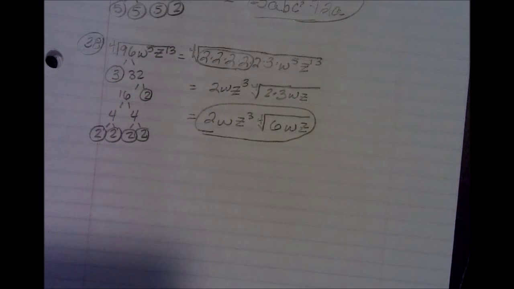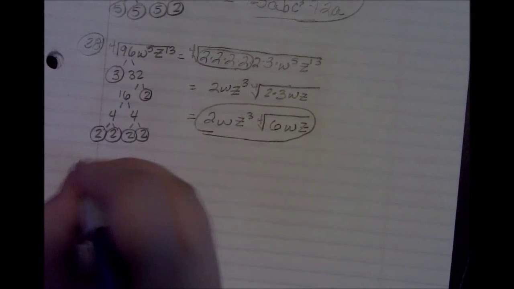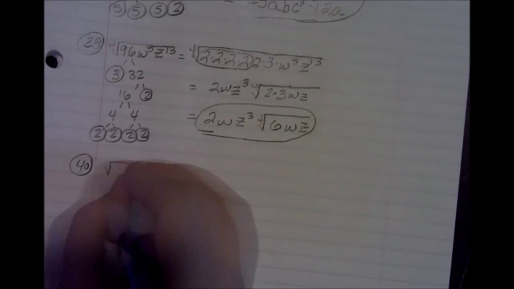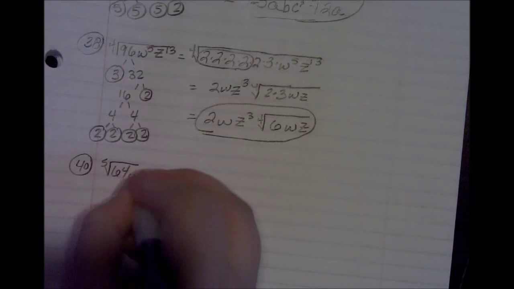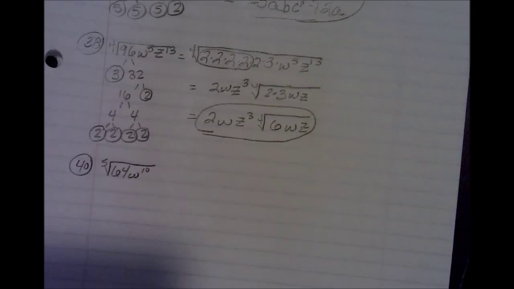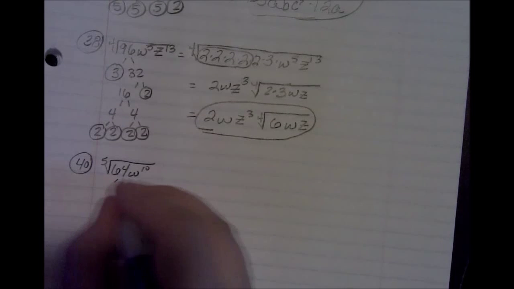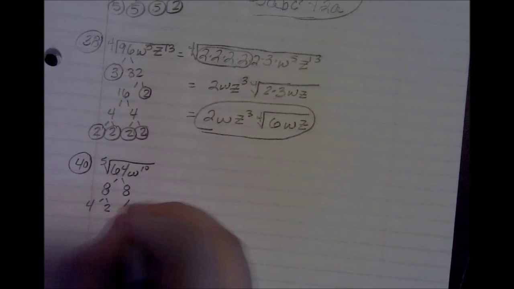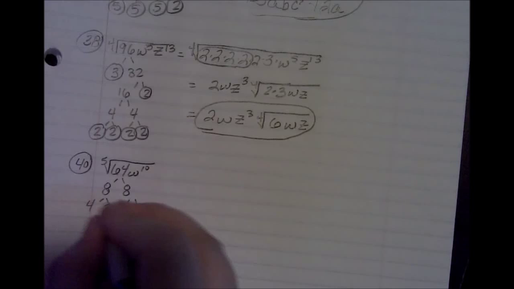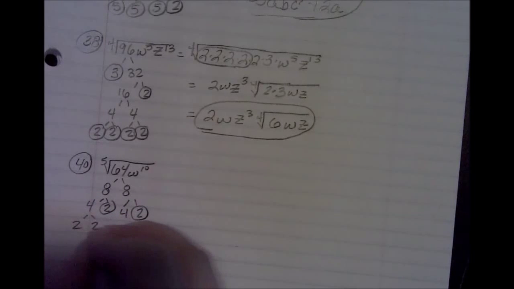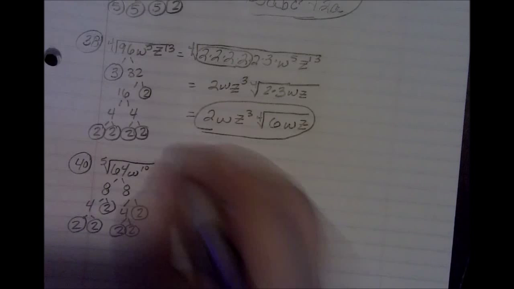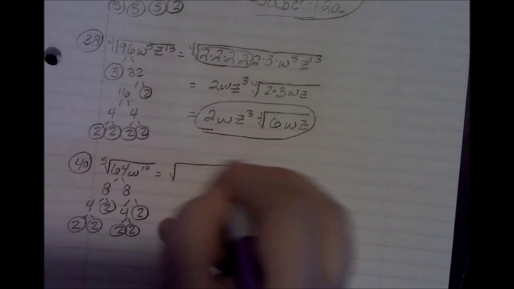Now on to number 40. Number 40 says I have the fifth root of 64 w to the 10. So 64 breaks down to be 8 and 8. 8's break down to be 4 and 2. And my 4's break down to be 2 and 2. So I have 6 2's here. So I'm going to replace my 64 with those 6 2's.